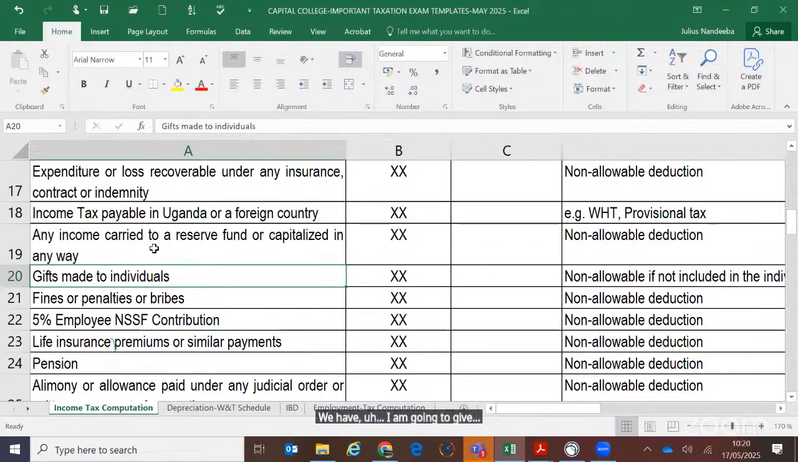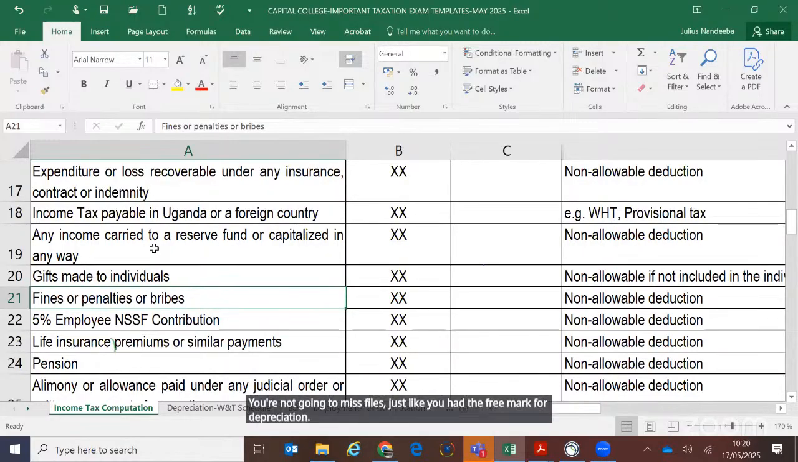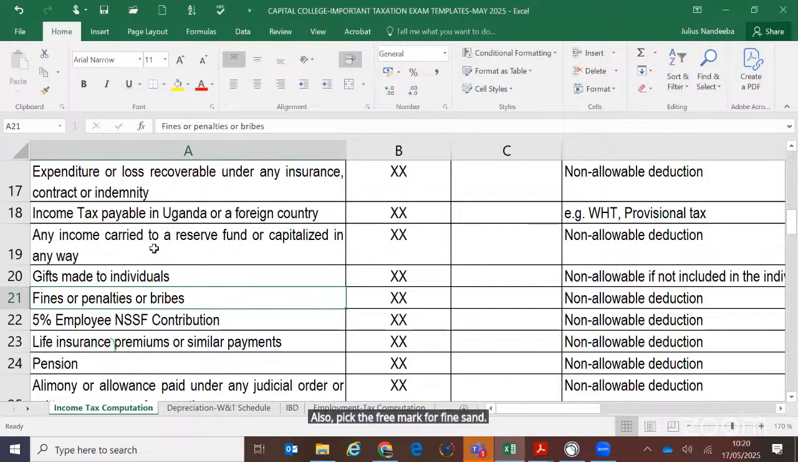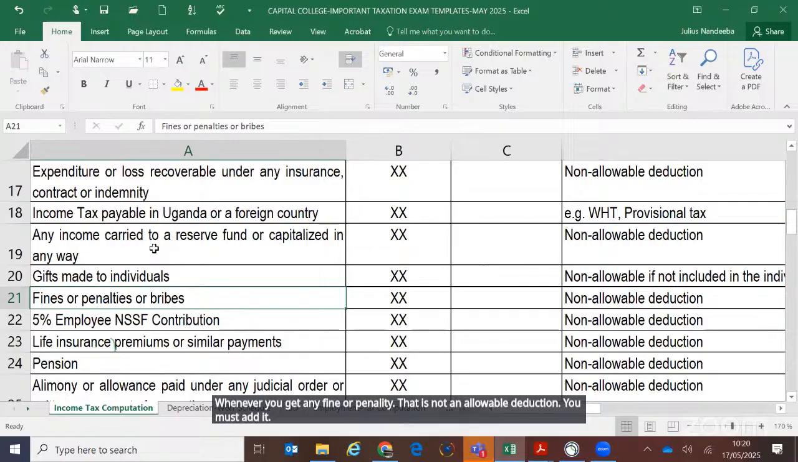Next, we have gifts. You have given gifts to your employees. Are they allowable deductions? No. So gifts given to individuals are not allowable deductions. You can't miss fines and penalties. Just like you had a free mark for depreciation, also pick the free mark for fines and penalties. Whenever you get any fine or penalty, that is not an allowable deduction. You must add it back.